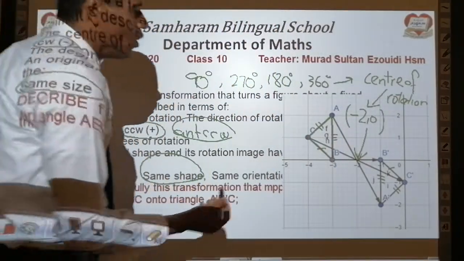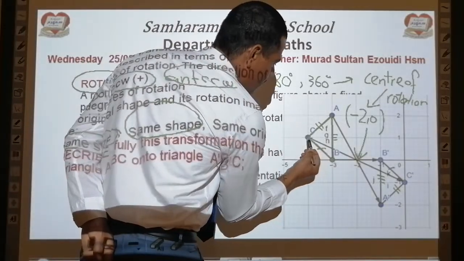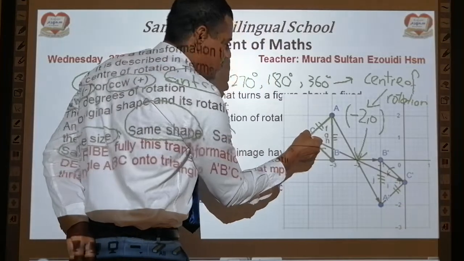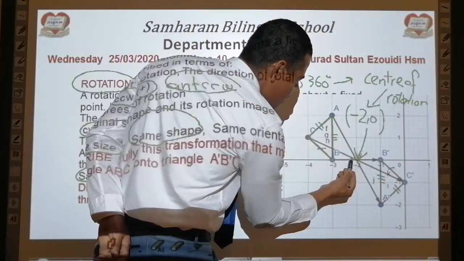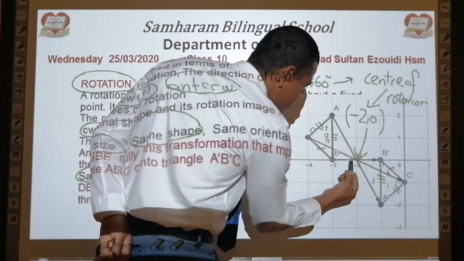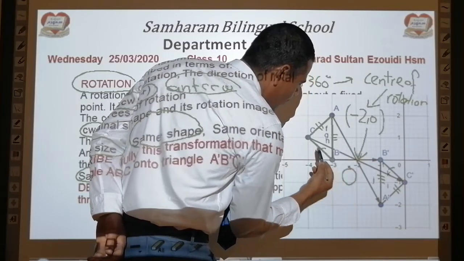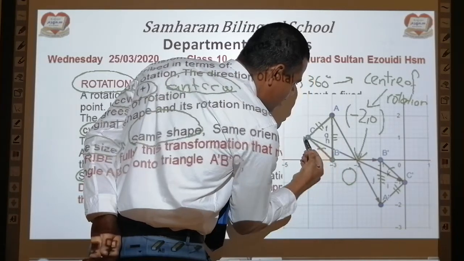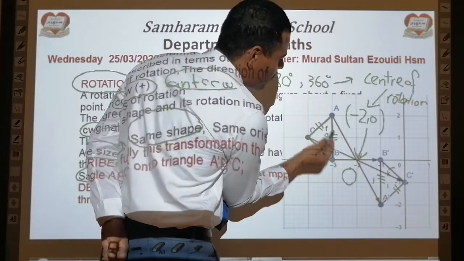And look, this is the center. We draw a line from this vertex C that passes through the center. Then I measured the same distance from the center, which I will label as O, my kids. Okay, means the distance OC should be equal to OC prime. Then the same for this one.